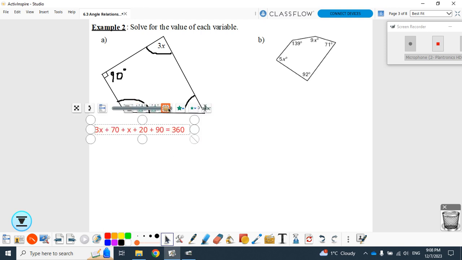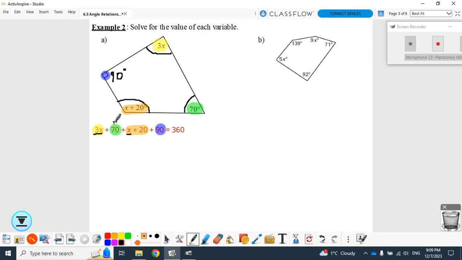And we're going to create some sort of equation. And look what this looks like. We got 3x plus 70, plus x plus 20, and of course, plus that 90 that's there. You see that 90 degree there? All 4 of these angles added together has to equal 360. It just has to. So now we're going to use our collecting like terms abilities. We got 3x and 1x. We know that's going to create 4x.